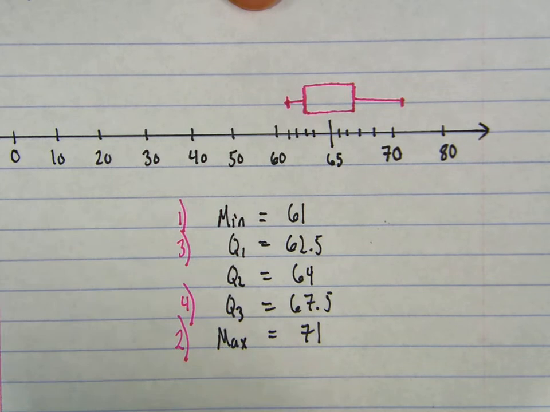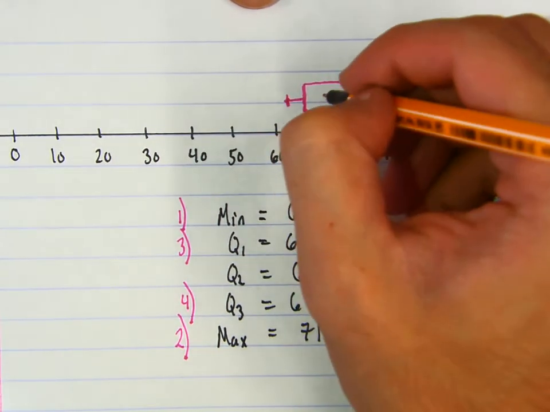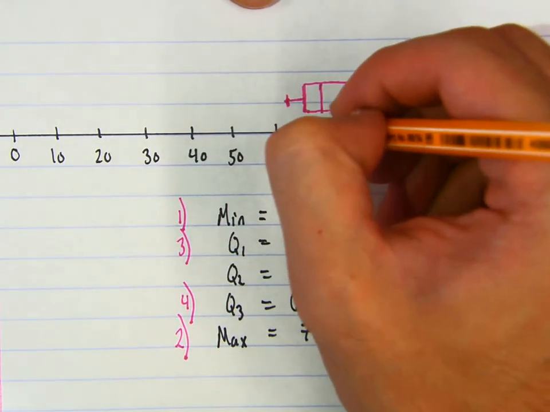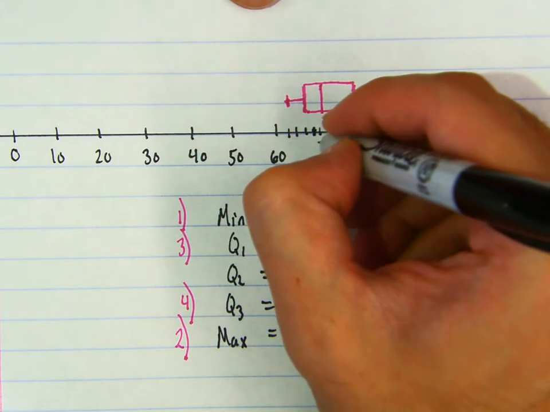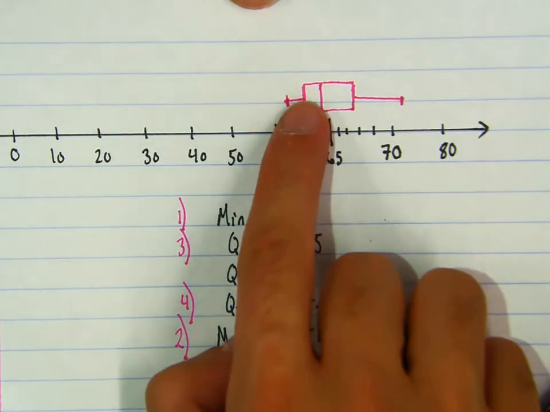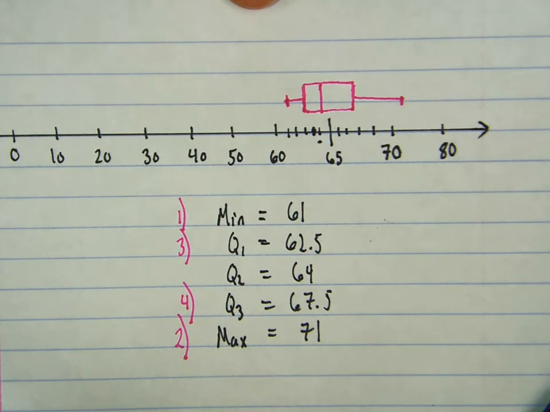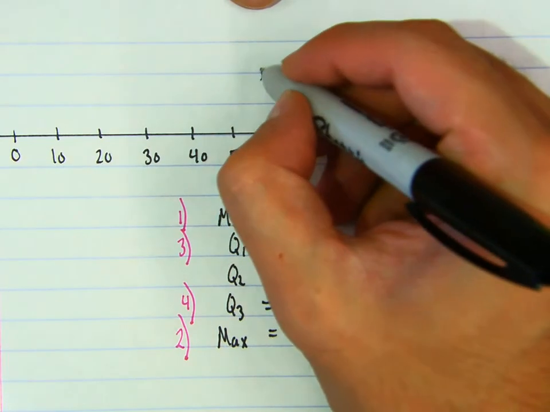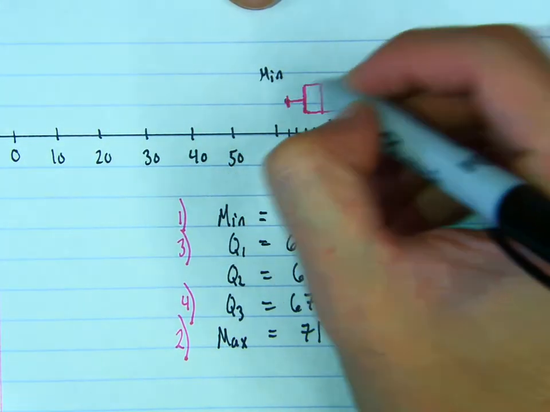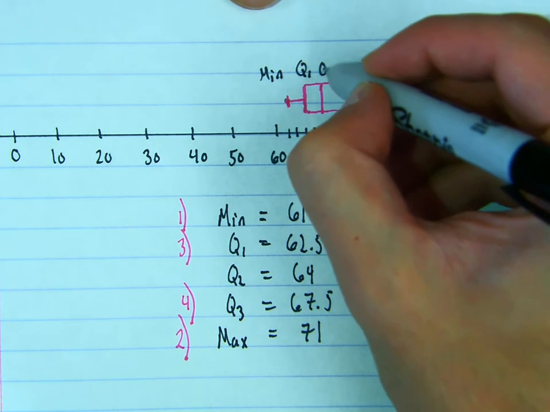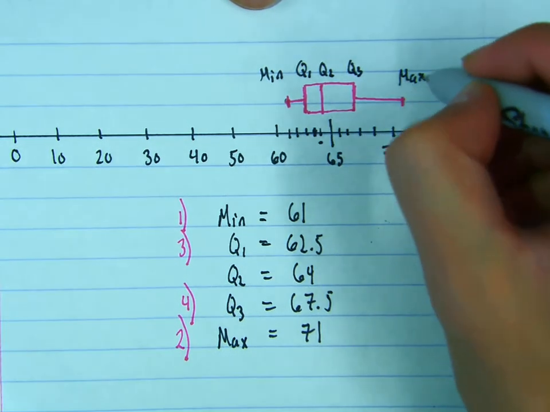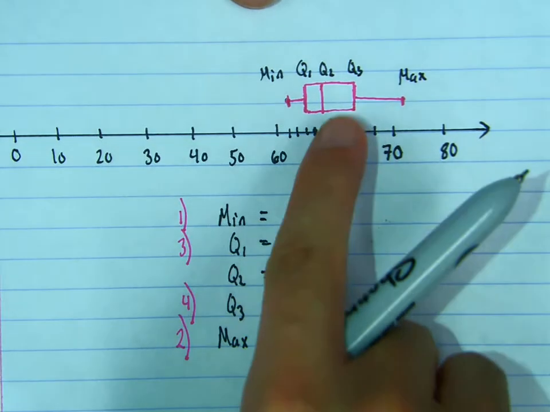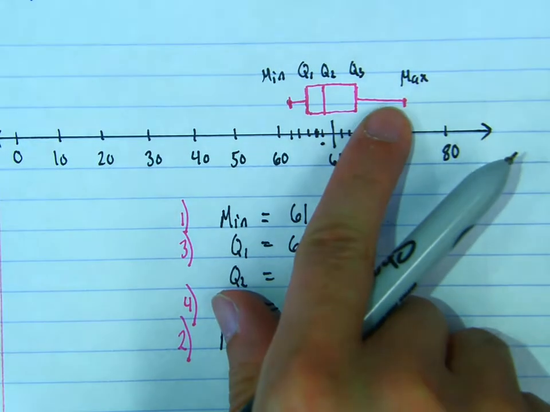And then where is my Q2 of 64? It's right here, give or take. Maybe I should have had the tick right here or something. That should be 64. But then this is it. This is a box and whisker plot. Remember that it shows the min, which is this data value here. This is Q1, this is Q2, this is Q3, and this is the max. Okay? And this is just another way of showing data.